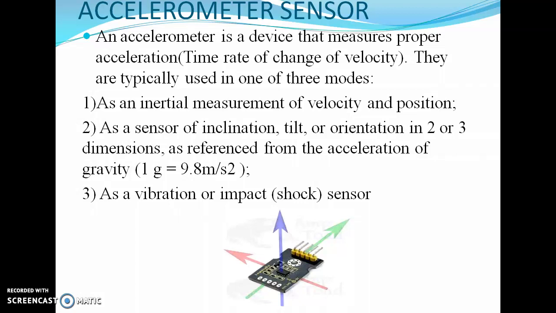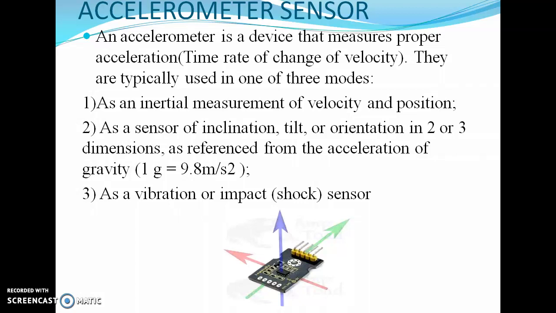And last is accelerometer sensor. So basically an accelerometer is a device that measures proper acceleration. What is acceleration? Time rate of change of velocity, that is the acceleration. So it is used to measure the acceleration. They are typically used in one of three modes.